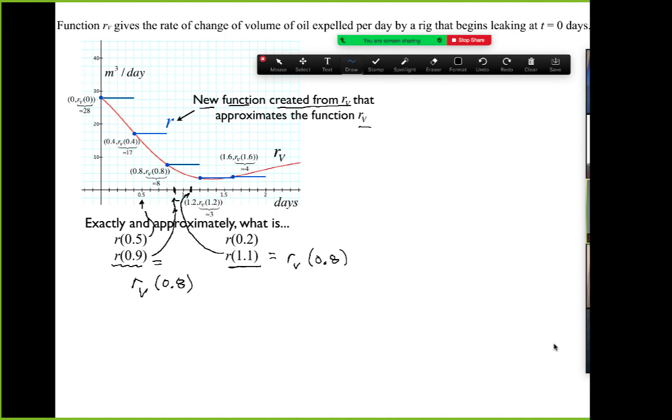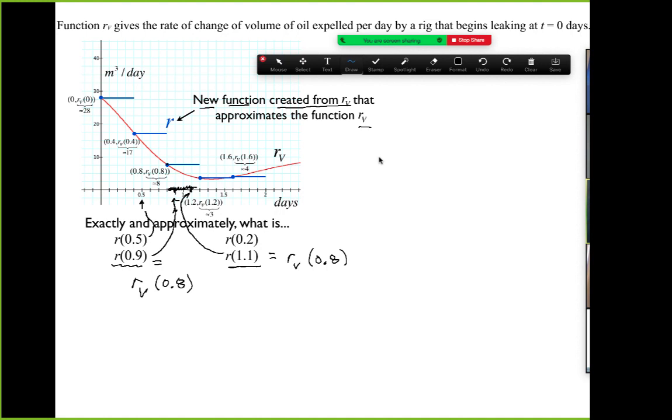Agree? Yeah, I agree. For every x value in this interval, the value of R is going to be R sub V of 0.8 because we took that rate at the beginning of the interval and let it be the constant rate for the whole interval. Okay, does it make sense?